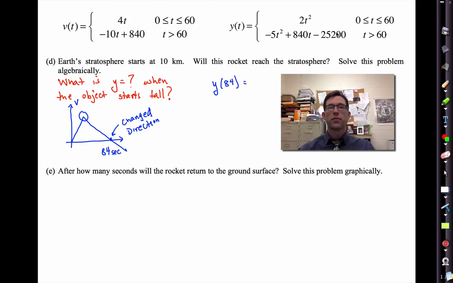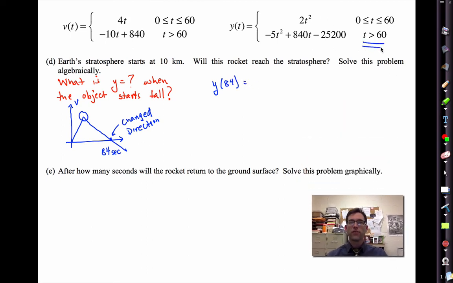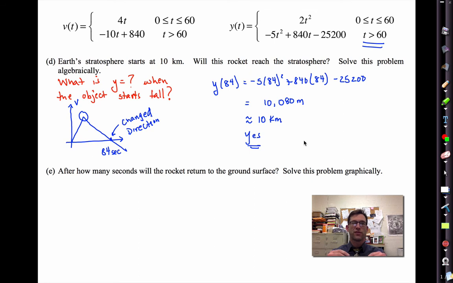Now, of course, when we look at our position formula, it's pretty clear that 84 falls in here. So -5 times 84 squared plus 840 times 84 minus 25,200. But, you know, we work out all those numbers. I don't know what they are off the top of my head. And you get 10,080 meters, which is approximately 10 kilometers, a little bit more. So yes, it just barely hits the stratosphere before it starts to fall. Just barely.